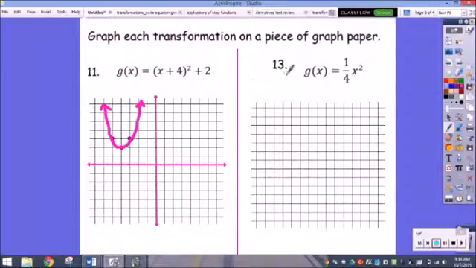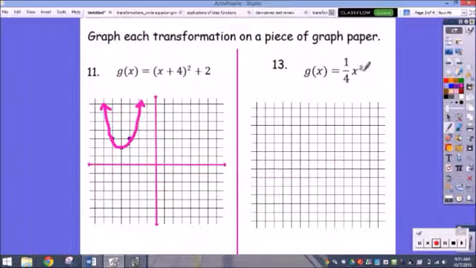And number 13, well, this is a coefficient, so it means I'm working on a dilation. And the dilation would be a vertical compression by a factor of 1/4 because it's between 0 and 1 and there's no parentheses. So I know it was vertical, and a compression because it was between 0 and 1. And so when I finish graphing, what I should have is a much wider parabola.